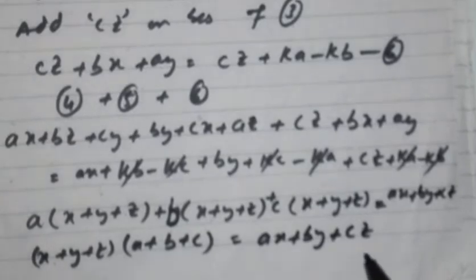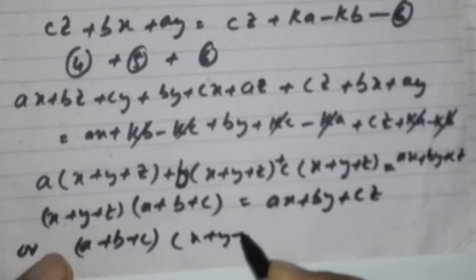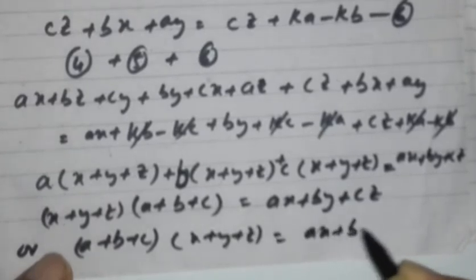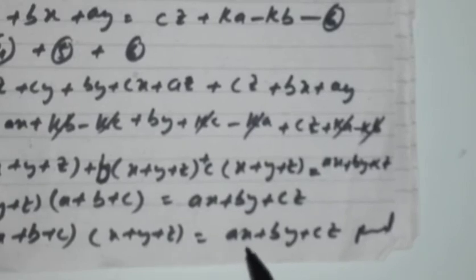Now take x + y + z common. Here remains a + b + c, which equals ax + by + cz. Or we can write it as, first write (a + b + c), and then write (x + y + z) = ax + by + cz. Proved. We have proved the required result. In the book question, this is az, but it is actually ax, so make the correction in your book.